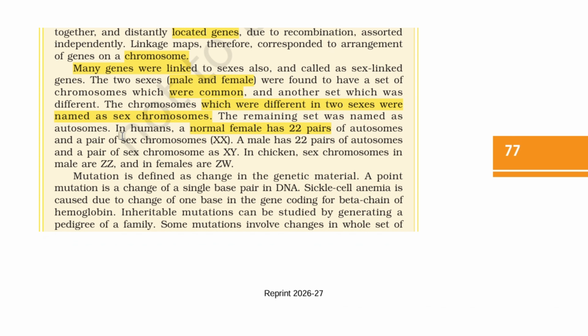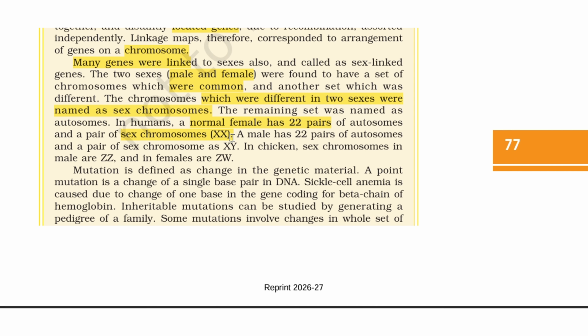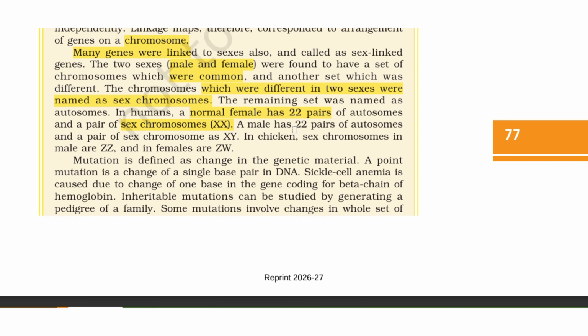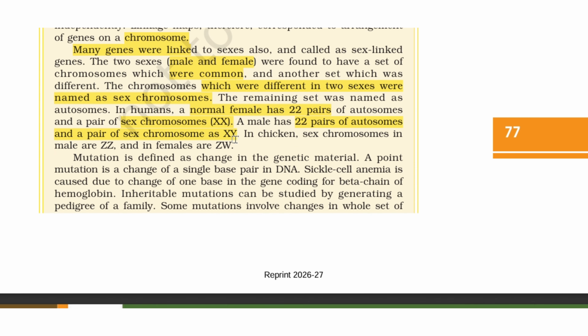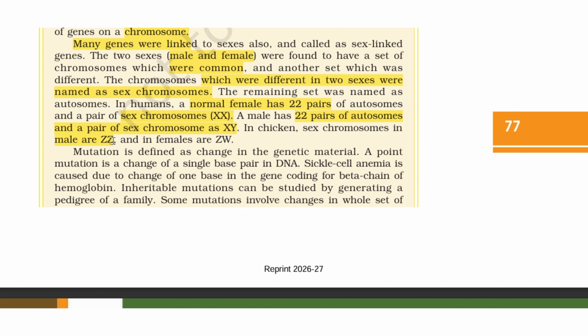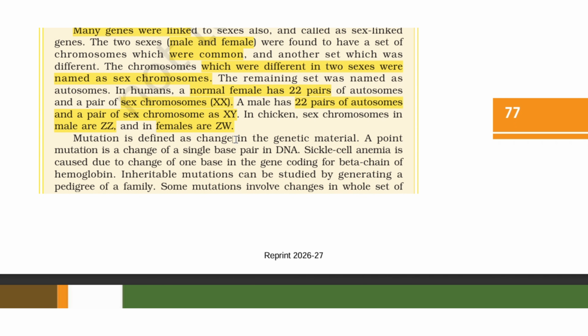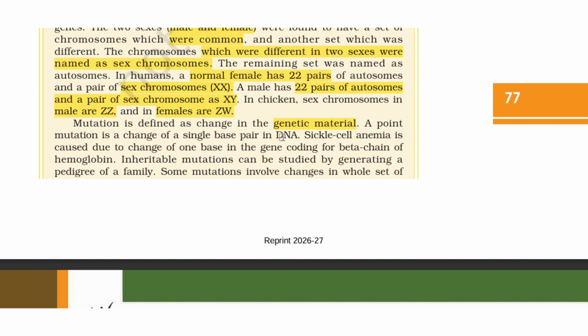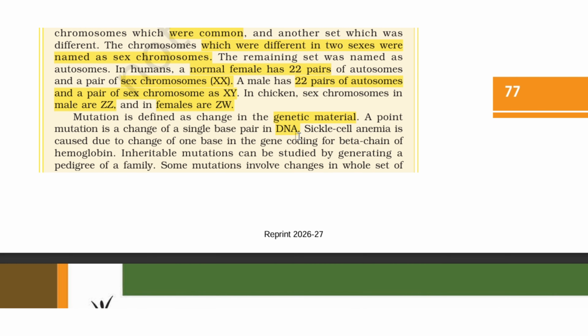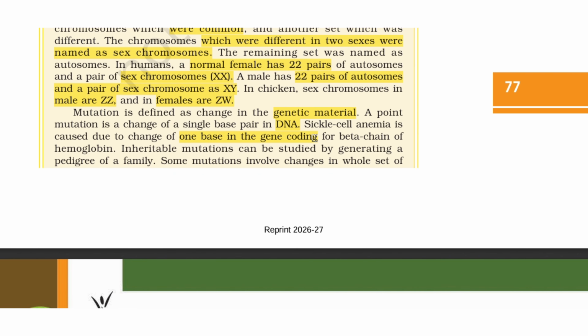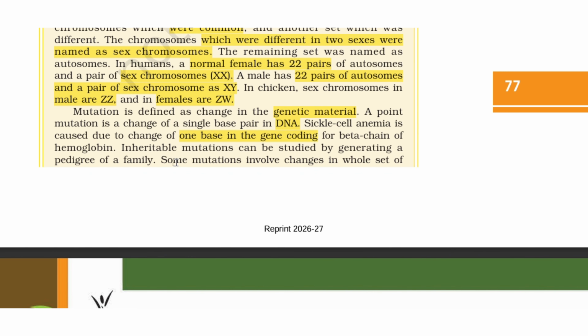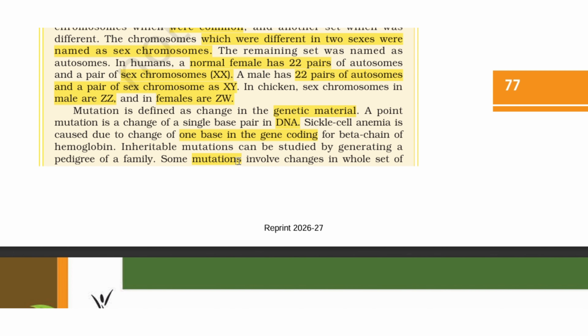In humans, a normal female has 22 pairs of autosomes and a pair of sex chromosomes, XX. A male has 22 pairs of autosomes and a pair of sex chromosomes, XY. In chicken, sex chromosomes in males are ZZ, and in females are ZW. Mutation is defined as a change in the genetic material. A point mutation is a change of a single base pair in DNA. Sickle cell anemia is caused due to change of one base in the gene coding for the beta chain of hemoglobin.